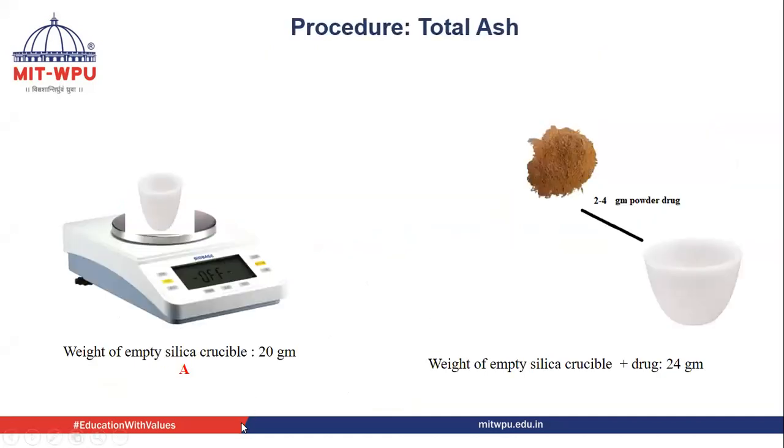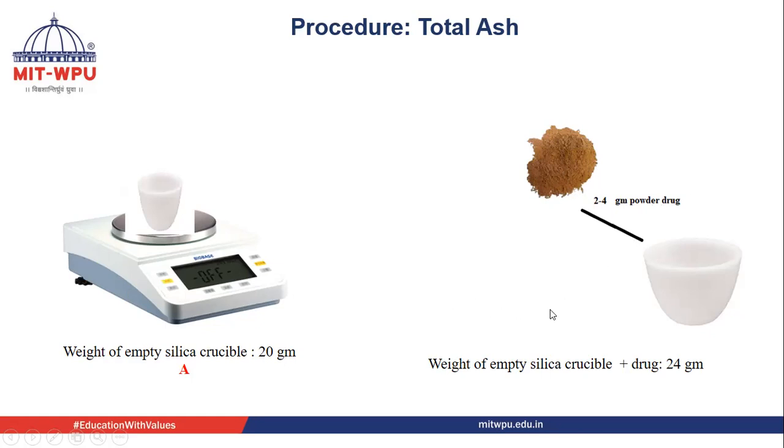So it starts with weighing the empty crucible, and we have to note the weight of empty crucible. For example, here the weight of crucible is 20 gram, and in this empty crucible we need to add 2 to 4 gram of powder drug, whichever the powder drug we have to evaluate. So here I am going to take 4 gram of powder drug. This is the powder of cinchona bark.